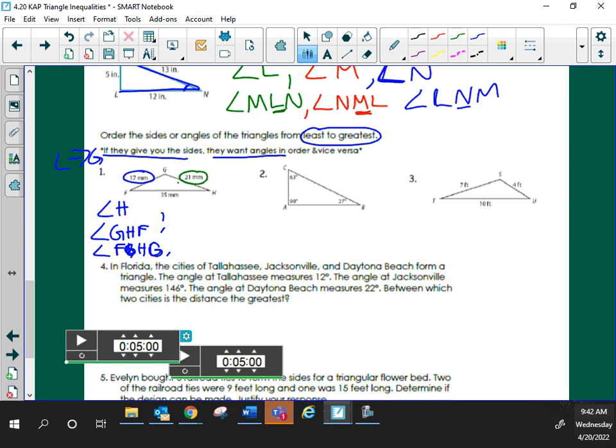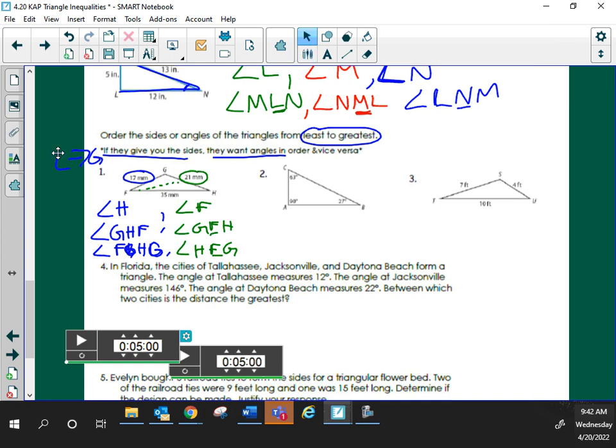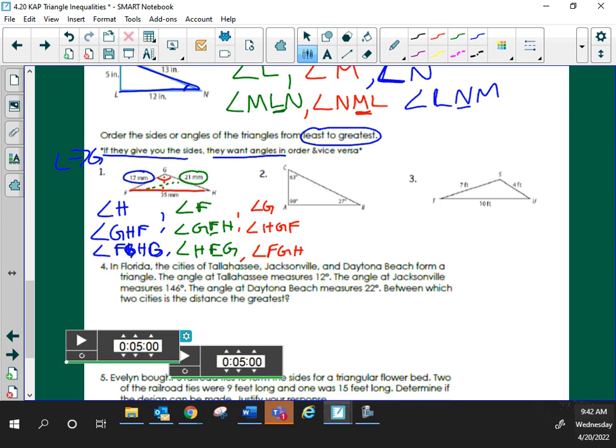Okay, then the next one would be 21, the next longest. The angle that controls it is angle F, okay, or angle GFH, or angle HFG. Again, that middle stays the name of it. Lastly, the longest one is 35, controlled by angle G. Okay, so angle HGF or angle FGH. You do not have to write all 9 combinations, okay? You just pick one, go with it.